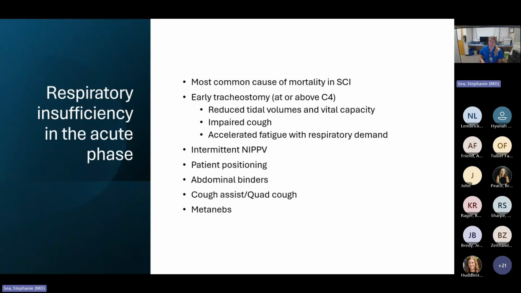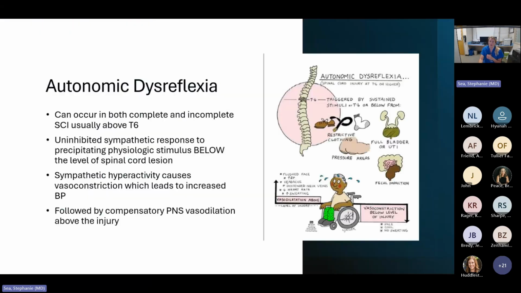So reduced tidal volumes and vital capacity, impaired cough, accelerated fatigue. So we'll use CPAP or BiPAP, intermittent positive pressure, high flow, ways to keep their oxygenation up. Patient positioning is really important. Cough assist and quad coughs. You'll see that we'll use CPT beds, metanebs, all of these. But again, if you have to, early tracheostomy is always key in getting these guys established airways, because it most likely will be a long-term thing for them.